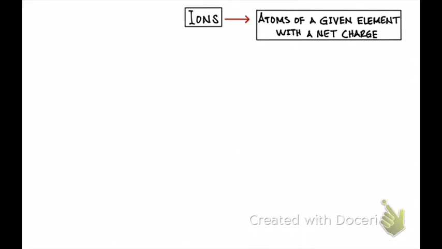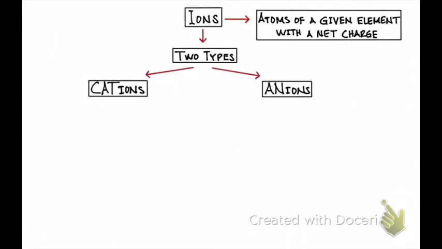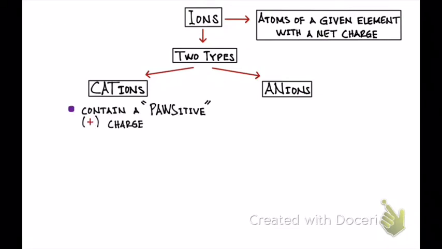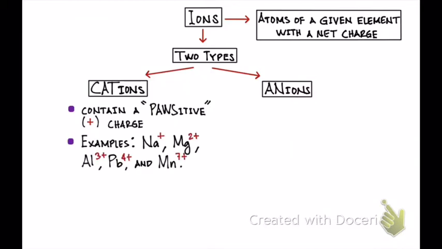There are two different types of ions. We have cations and anions. Cations are ions with a net positive charge. Okay, and here are some examples. You have Na+, Mg2+, Al3+, Pb4+, and Mn7+. So this is basically how you would write the symbol of an ion for a given specific element.